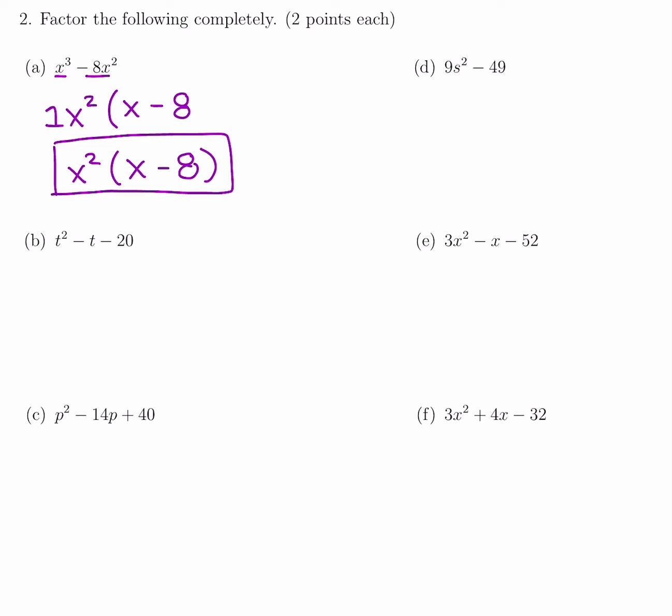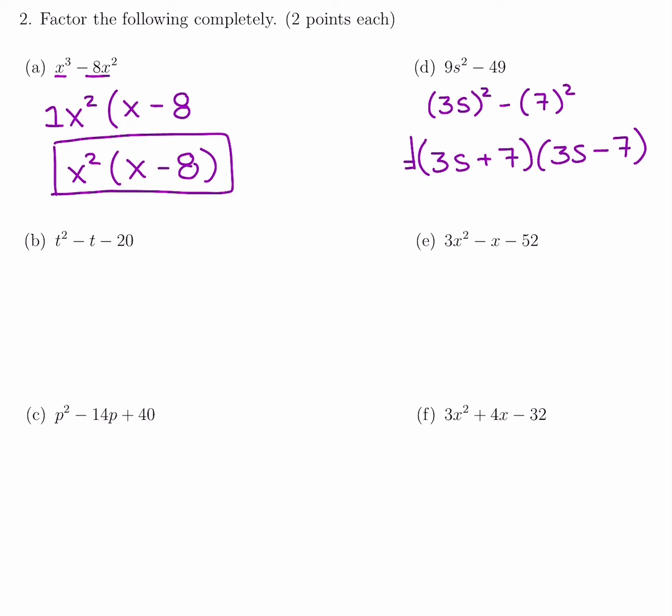I'm going to jump over to letter D because it's another binomial. So I want to think, is it a difference of two square numbers or is it another greatest common factor like we just did? Well, I noticed 9 is a perfect square. 9 is 3 squared. So this would be 9s getting squared minus 49 is 7 squared. So I'm going to write it as 3s plus 7 times 3s minus 7. Adding and subtracting my two perfect square numbers.